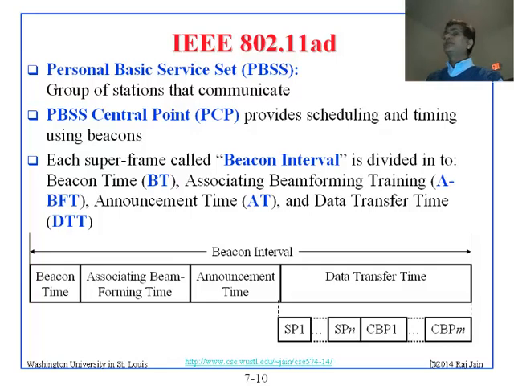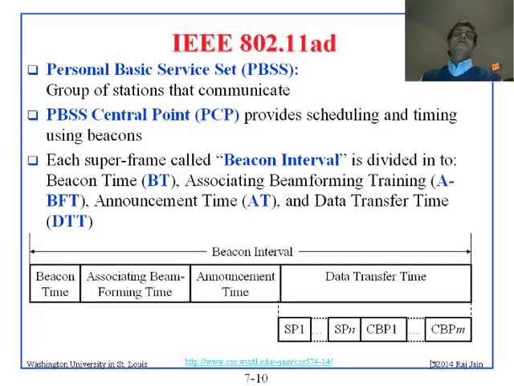SP is service period, which is basically pre-allocated. So I can say you can talk for 3 microseconds starting at that time and ending at that time. You can talk for 2 microseconds starting at that time. And then after that we have the contention based period, CBP. So if you didn't tell me before and you need the time, you can go ahead and try it out. That is the contention based period.